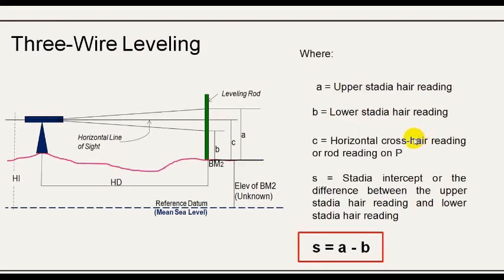The next is the stadia intercept, which is the difference between the upper stadia hair reading and the lower stadia hair reading. So, that is A minus B. The formula for the stadia intercept is S equals A minus B.